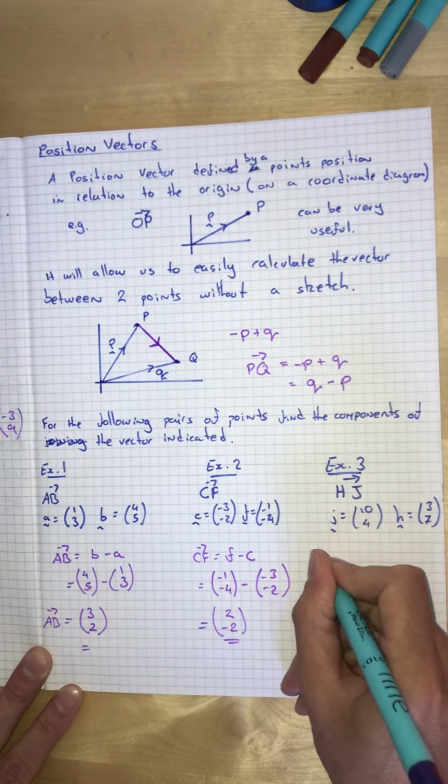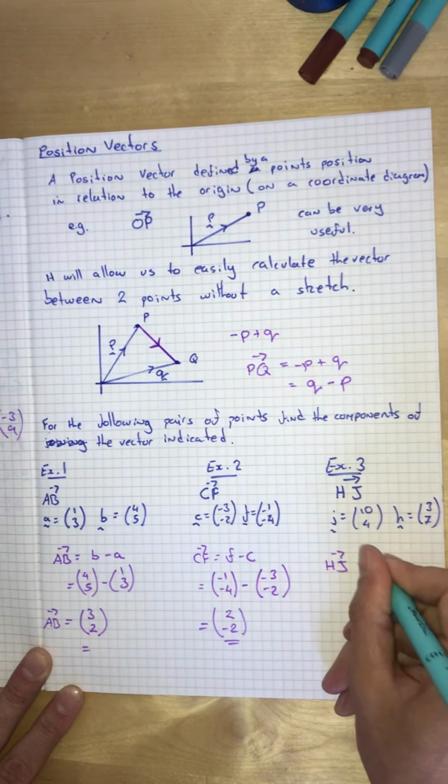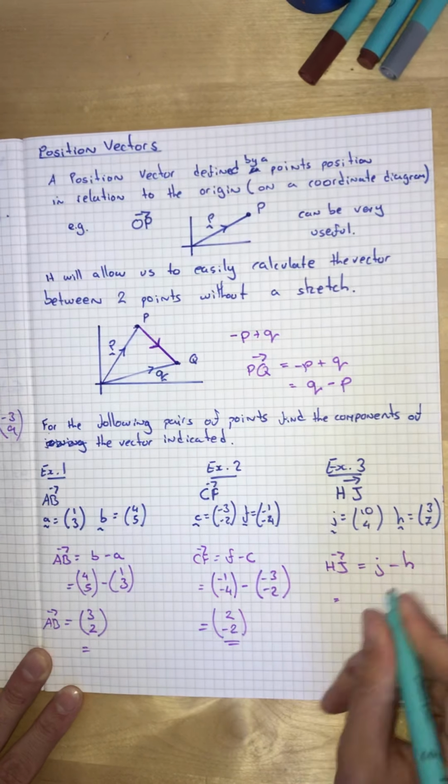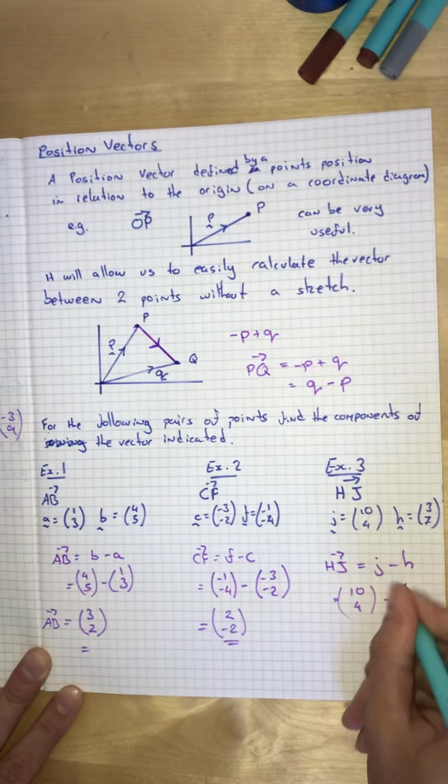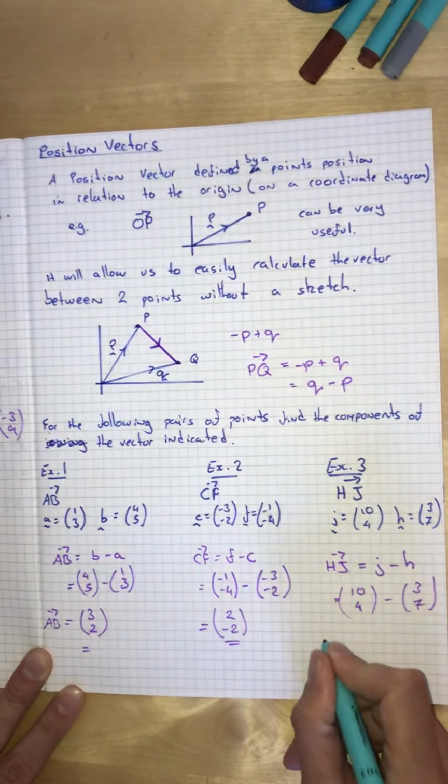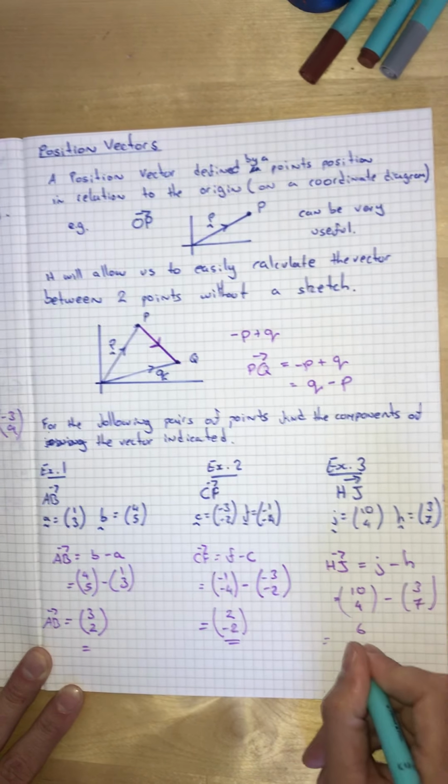And lastly, I want HJ, which is just going to be J minus H. So we're going to do (10, 4) minus (3, 7). 10 minus 3 is 7. 4 minus 7 is negative 3.